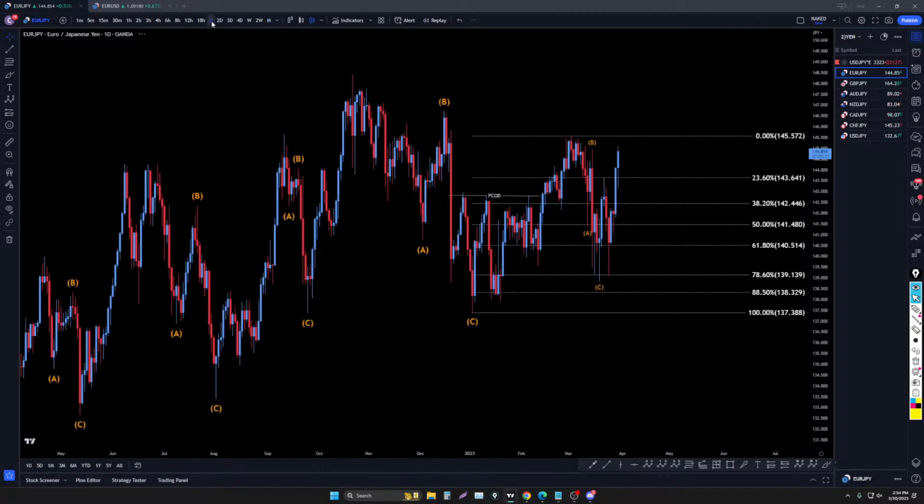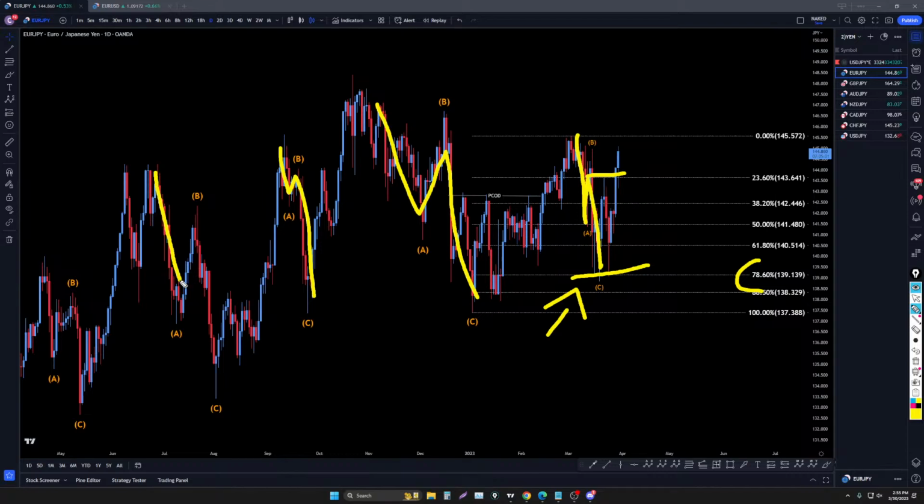So let's work our way down to the daily. On the daily, I still believe this is an ABC correction. It definitely respected the 78.6. It went up. It took out structure. To me, that looks like the end of a correction. We actually have a lot of corrections here. ABC, ABC, ABC, ABC. Definitely a lot of nice looking ABCs.